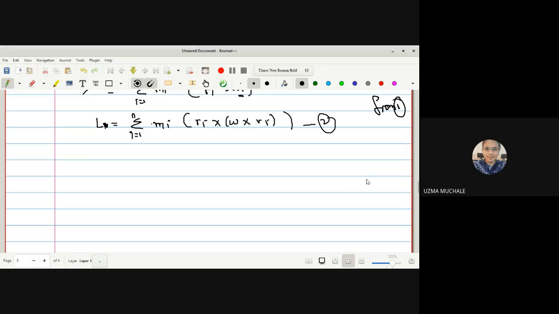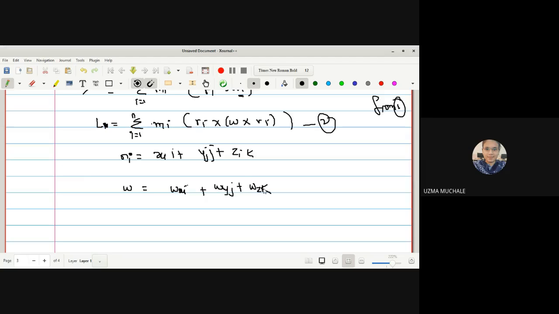Now Ri is the position vector of a particle. Let me write this down. Ri can be written as xi i plus yi j plus zi k. What is W? W is the angular velocity, which I can write as wx i plus wy j plus wz k. By using the property of the vector triple product.